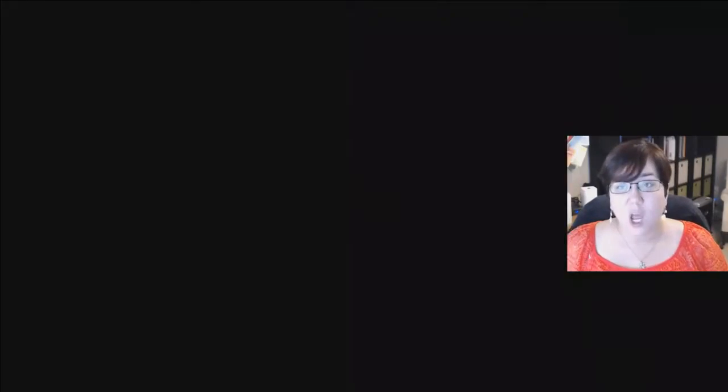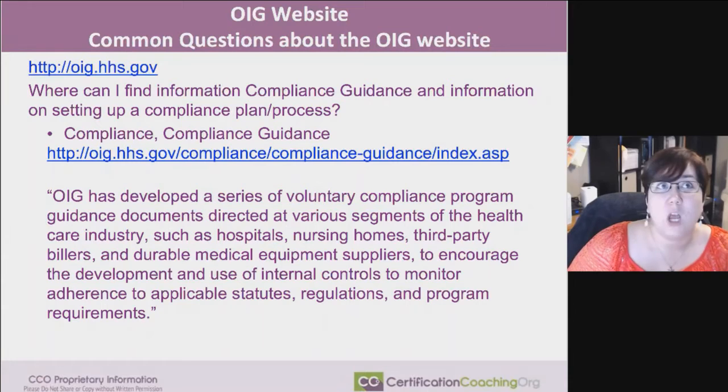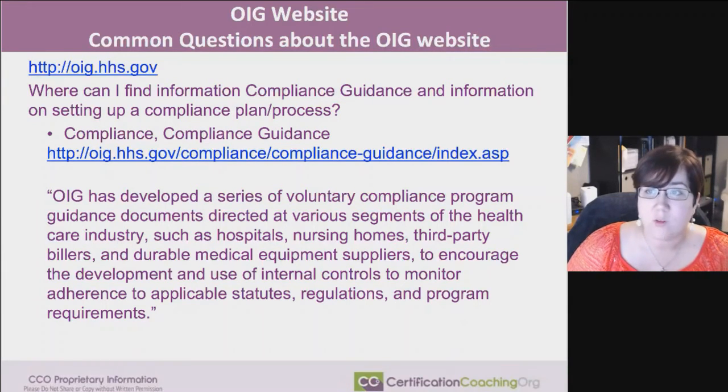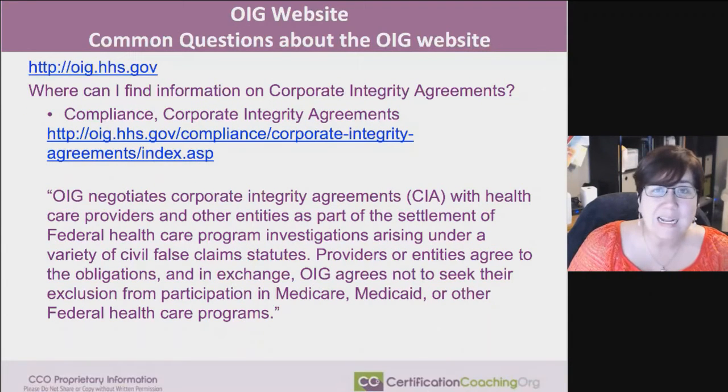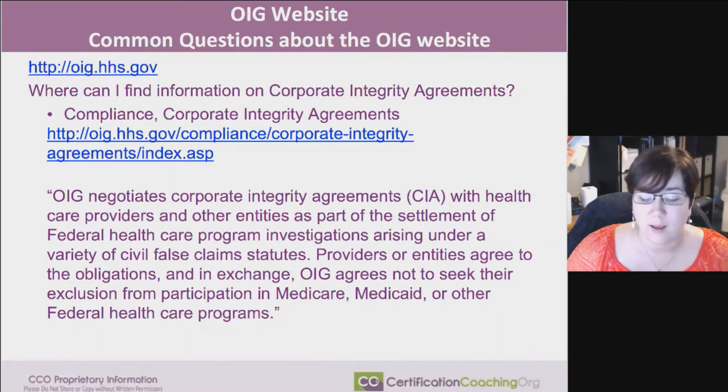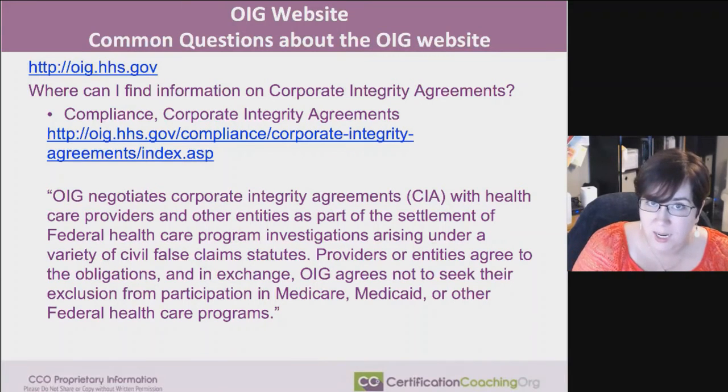Okay, so we've talked about the work plan, we've talked about the exclusions list, we've talked about compliance guidance and those compliance plan forms available out there on the OIG website. The next thing, we're down to the last 2 things. We're going to talk about corporate integrity agreements, and then we'll talk a little bit about RAT stats. Our corporate integrity agreements, these are oftentimes referred to as CIAs. Okay, don't get it confused with the CIA, right?